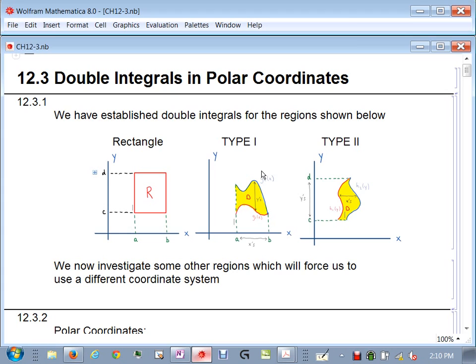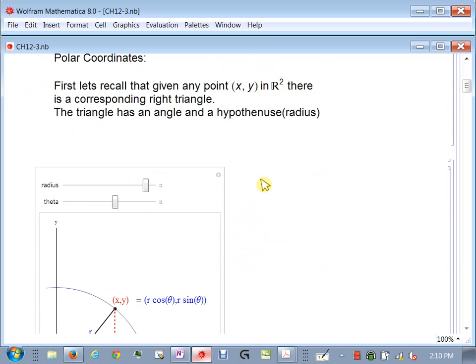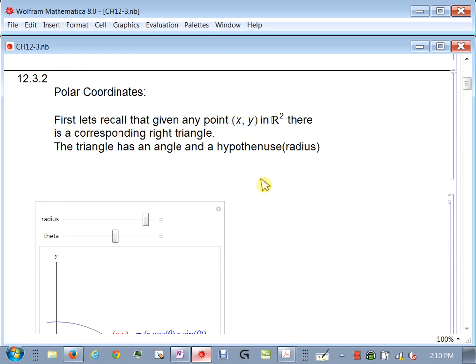You all right? All right, so far we've established double integrals for the regions shown here. We've got over a rectangle, over type 1 and type 2. But now we need to look at some other regions that don't fall into any of these categories. And so we have to do a little reminder of polar coordinates. How many of you have seen polar coordinates? Okay.